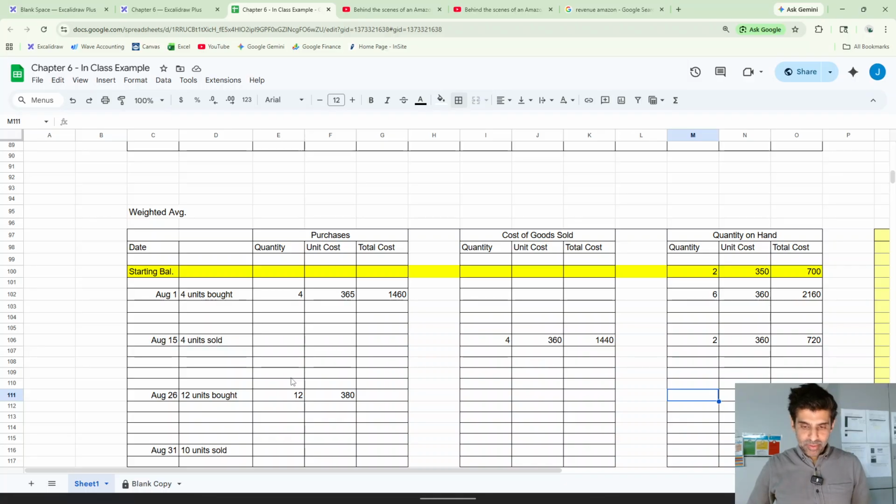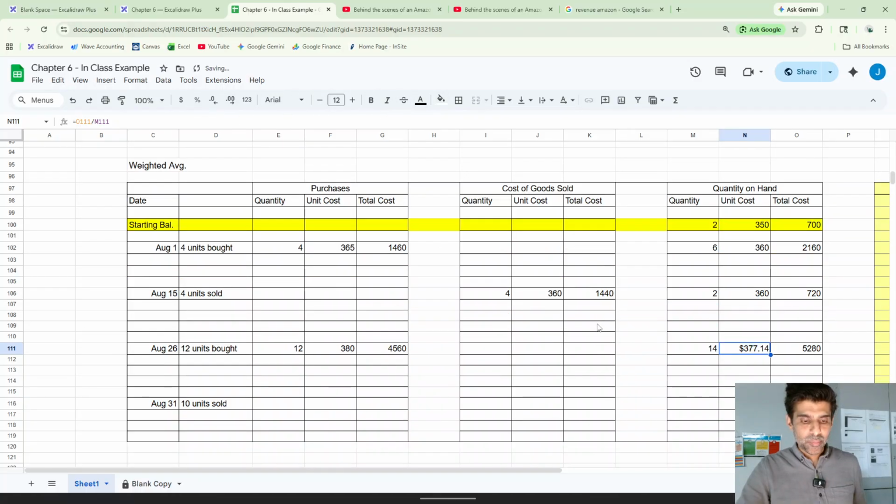Again, what you can do is just add up. We have 2 units. I'm adding 12 more. So I'll have 14 units. The total value is 720 plus this times this. Okay, and then I can figure out my unit cost: the total value divided by the number of units. So now it's like some weird number, 377 point something. But I can use this as my value going forward for my sales transaction.